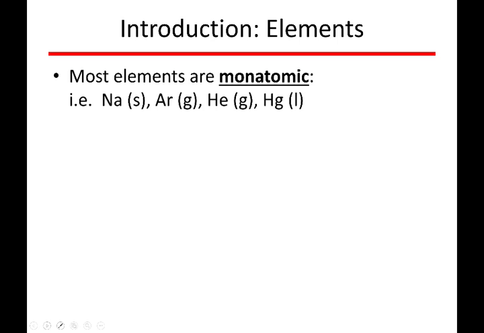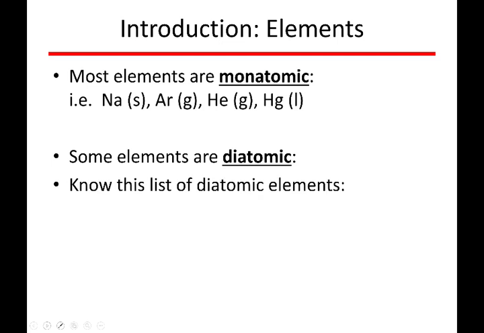We contrast that with what are called diatomic elements. And in a diatomic element, what we have are pairs of atoms that are bound together to make molecules. Here's a list of diatomic elements that's really important for you to know. Nitrogen is a diatomic element. This is an element that is composed of nitrogen atoms, two nitrogen atoms that are bound together to form a molecule. Hydrogen is also diatomic, as is fluorine, oxygen, iodine, chlorine, and bromine.